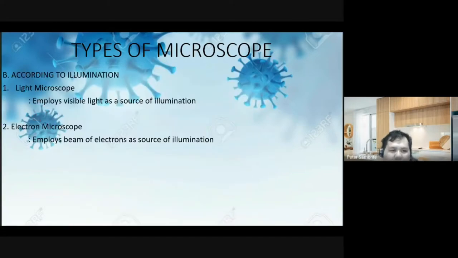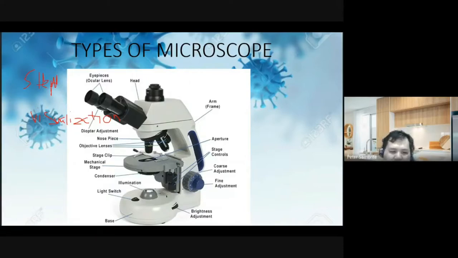Now, according to illumination, class, this is another classification of microscope, would be your light microscope and your electron microscope. Now, since this is based on illumination, we're talking about your light source. So your light microscope would employ visible light as a source of illumination. Now, let's go back. Now, this would be, class, your light source. This is your illumination.